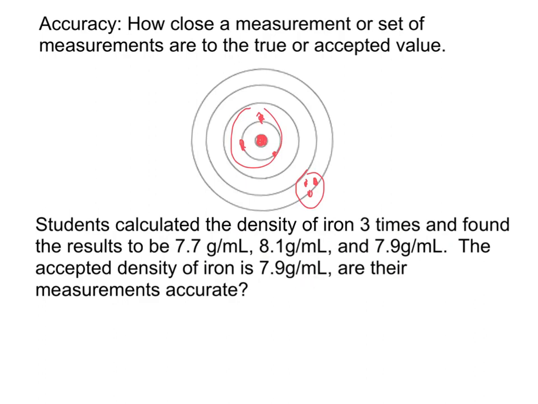Well, I added them together and found their average. And I found the average of those 3 measurements to be 7.9. So I would say, yes, they're very accurate. Not only was one of the 3 exactly 7.9, one was a little bit lower, one was a little bit higher, but the average is right on the money. So that's an accurate group of measurements.